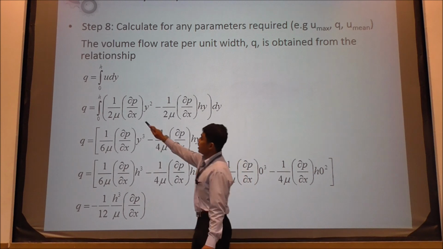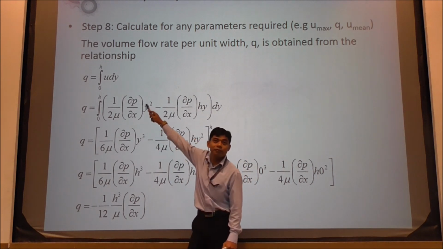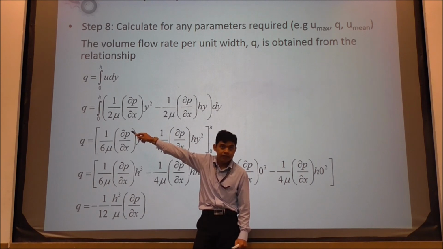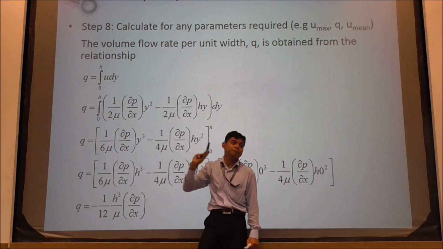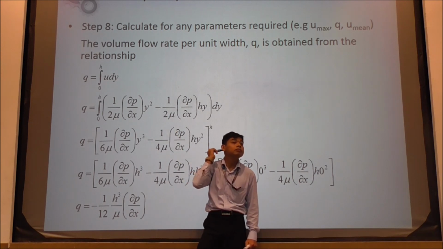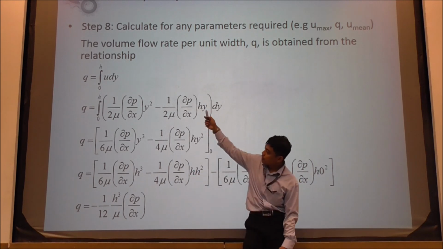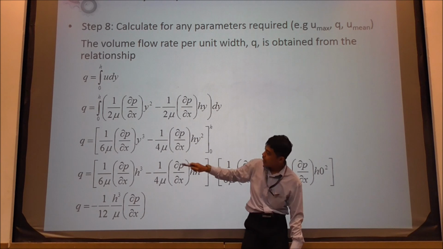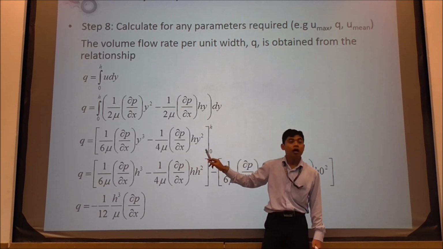Okay? So if you take the derivation of y squared, it becomes 2y. Right? That is derivation. What if you integrate it? y cube over 3. Okay, so you take the integration and you integrate from 0 to h. Okay?